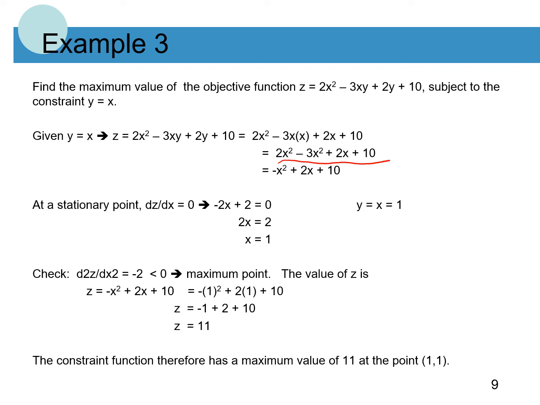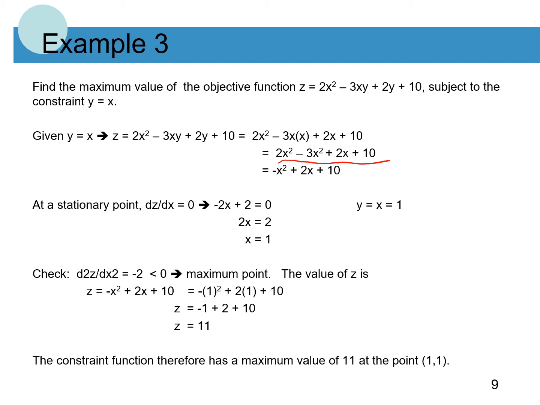Equal to 0. Therefore, we have 2x is equal to 2, then x is equal to 1. Therefore, because y is equal to x, then automatically y is equal to x equal to 1. Okay. Then we check d²z over dx² equal to -2. Therefore, that is less than 0, then we found that this is a maximum point.